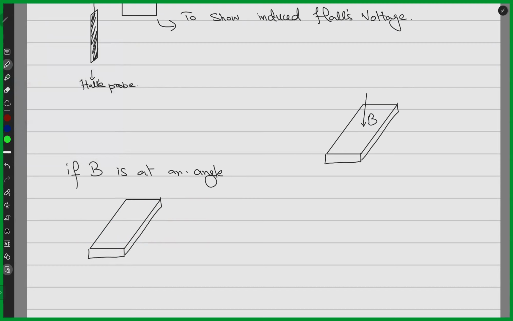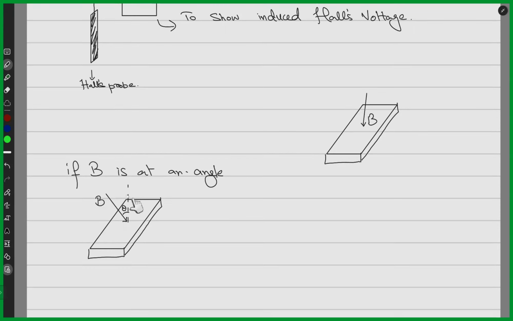Suppose the magnetic field is, so this is the normal. Let's draw it like that. So this is the normal from the conductor, and the magnetic field is applied at some angle theta to this normal. Why do we choose the normal line to the conductor? Because the magnetic field that we require to induce the Hall's voltage is only the perpendicular component of that magnetic field, right? So we just measure the angle from that normal and then include the sine.